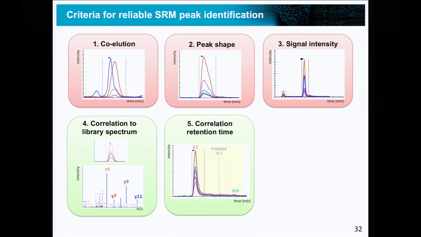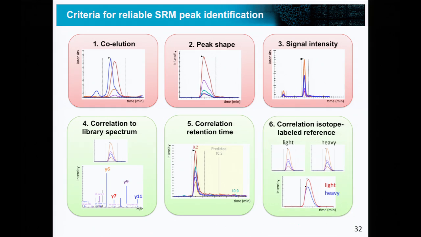Then we have retention time. When you have retention time information available, when you know where you expect your peptide to elute, and this is indicated here in Skyline with this little yellow shaded box, the precise retention time where you expect your peptide to elute, and you see that the signal that you get is very close to this value, you improve your confidence that you're looking at the right thing.